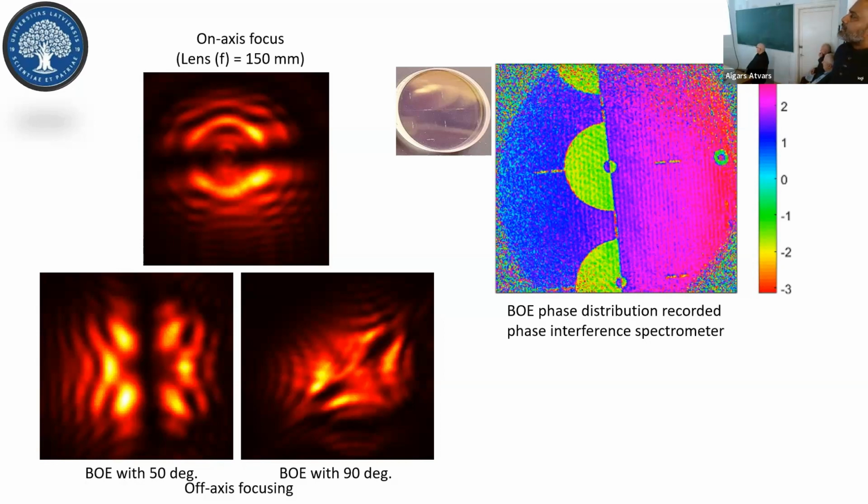If you feed a Gaussian beam into this element, it can transform the Gaussian beam into a different kind of distribution. This is also a kind of laser structure which can be used for particle trapping applications. This is the intensity distribution I obtained at on-axis focusing, and these are two intensity distributions I obtained at off-axis focusing when you rotate the same BOE by 50 degrees and also 90 degrees. From structure to structure, the application is different. So when you have a facility to transform the structure of the laser beam, your applications also differ.